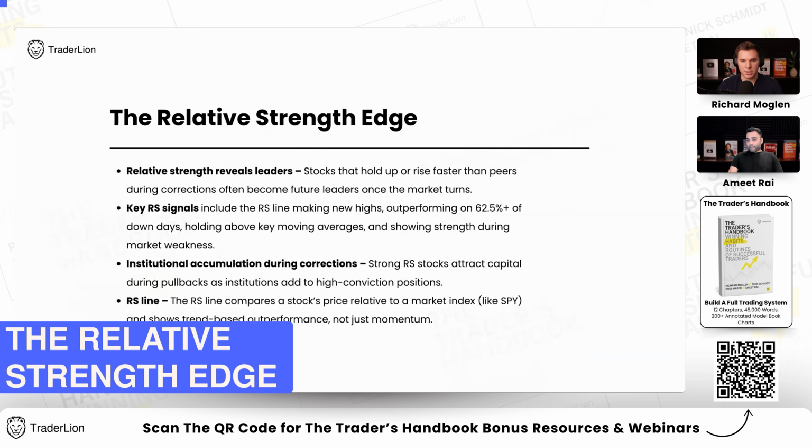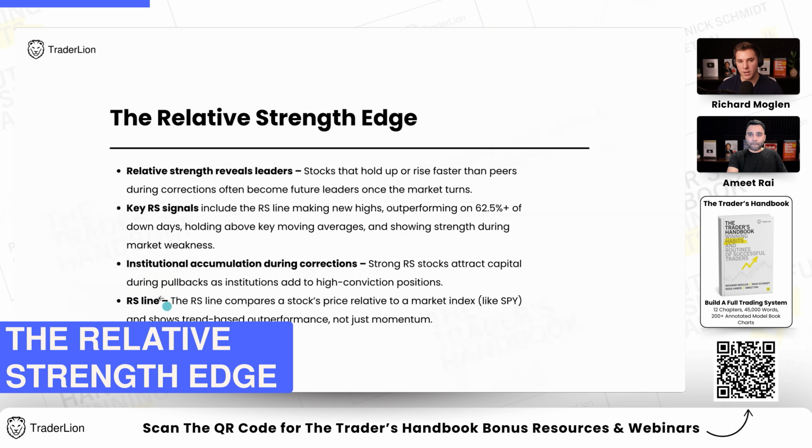Relative strength reveals leaders. Stocks that hold up or rise faster than peers during corrections, or after a bottom is put in, often become future leaders once the market turns. And you can watch them for future setups, entry tactics, all of that. Holding above moving averages when the market is below them and otherwise showing strength during market weakness are all ways that you can identify the relative strength edge. The RS line is the key for identifying the relative strength edge.